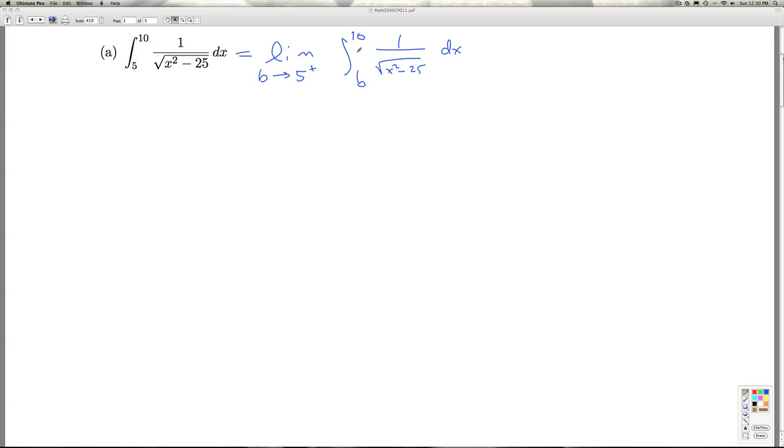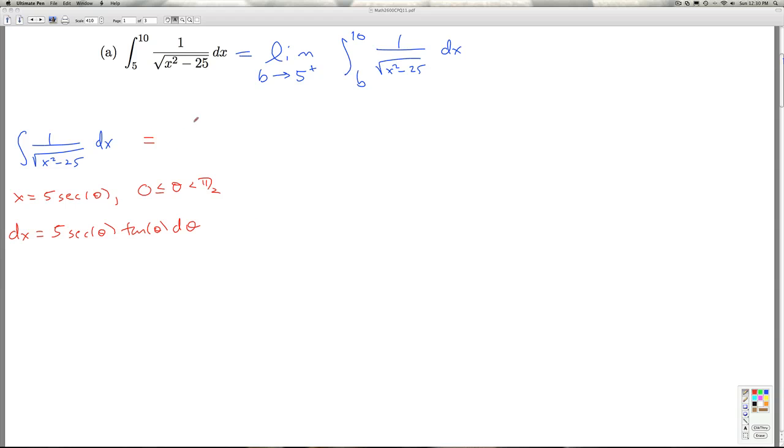So I'm coming from 10 down to 5, so I'm coming into 5 from the right. So the first thing I need to do is determine this integral. I can handle this using a secant substitution. I'll let x be 5 secant theta. And since I'm integrating from b to 10, where b is some number bigger than 5, I know that the angles I'm getting here are going to be first quadrant angles. So the dx is going to be 5 secant theta tangent theta d theta.